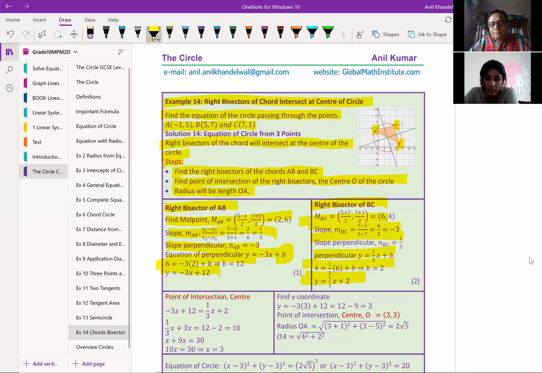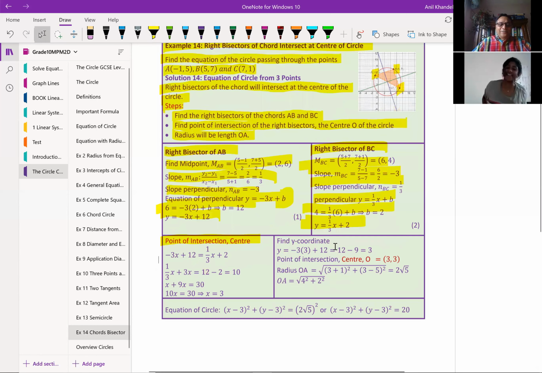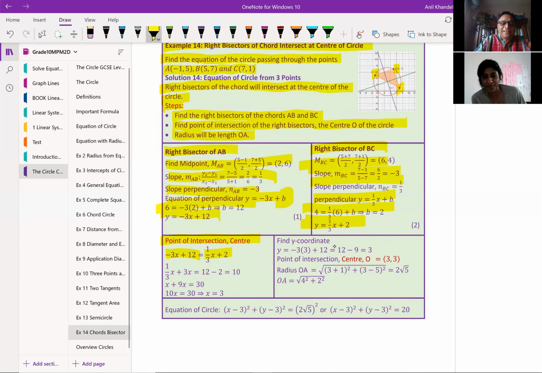Things are not done yet. We have to find the point of intersection. Equate both these equations, left side and right side, and then find the x value first, because we eliminated y. Then substitute the x value, find the y value. And then you finally get the center, which is (3, 3) in this case.